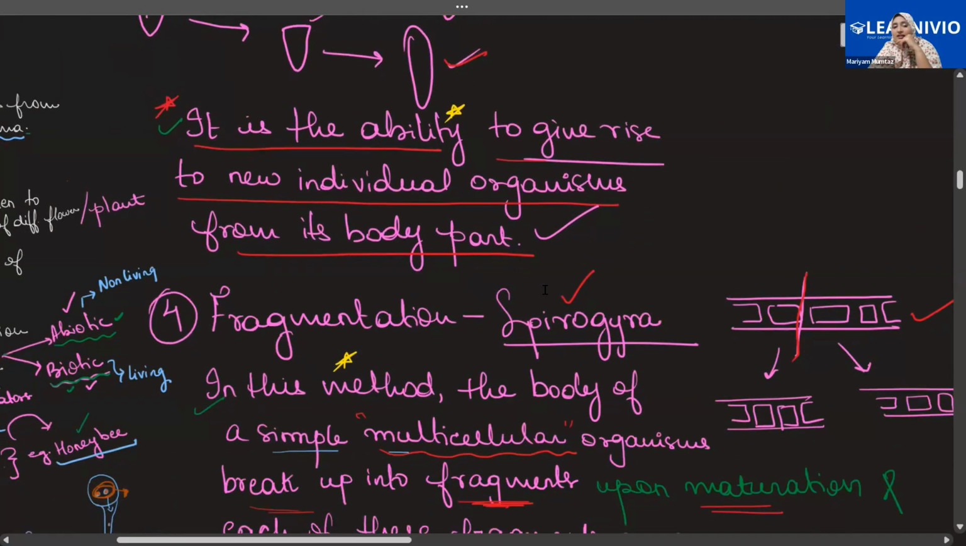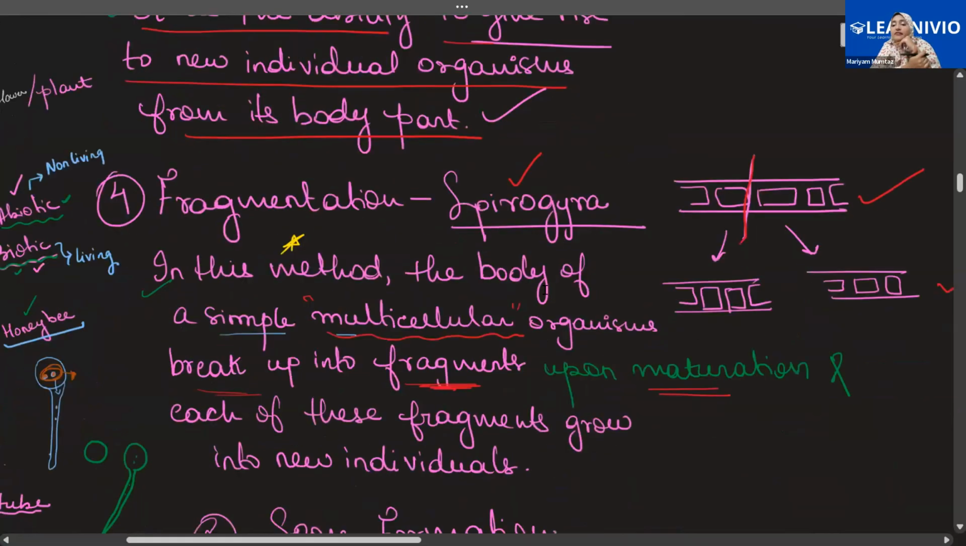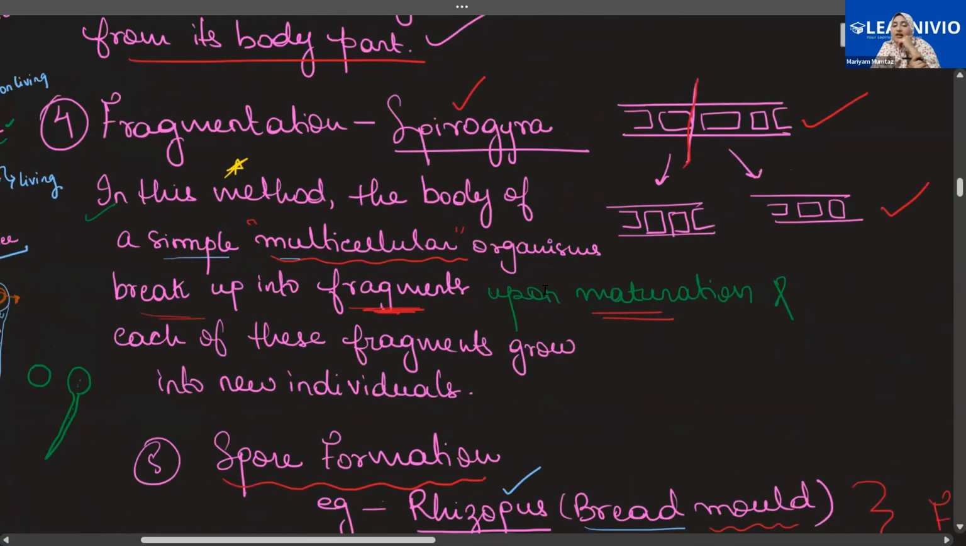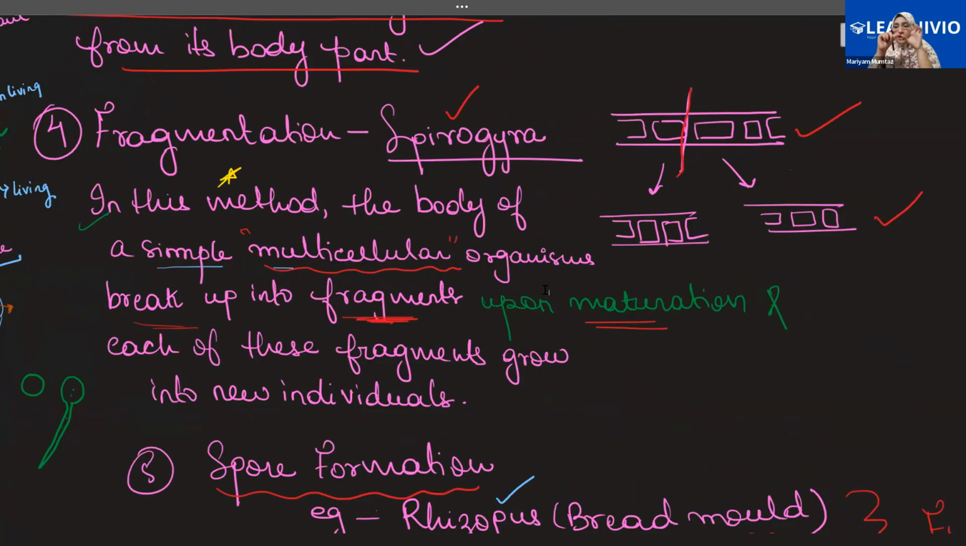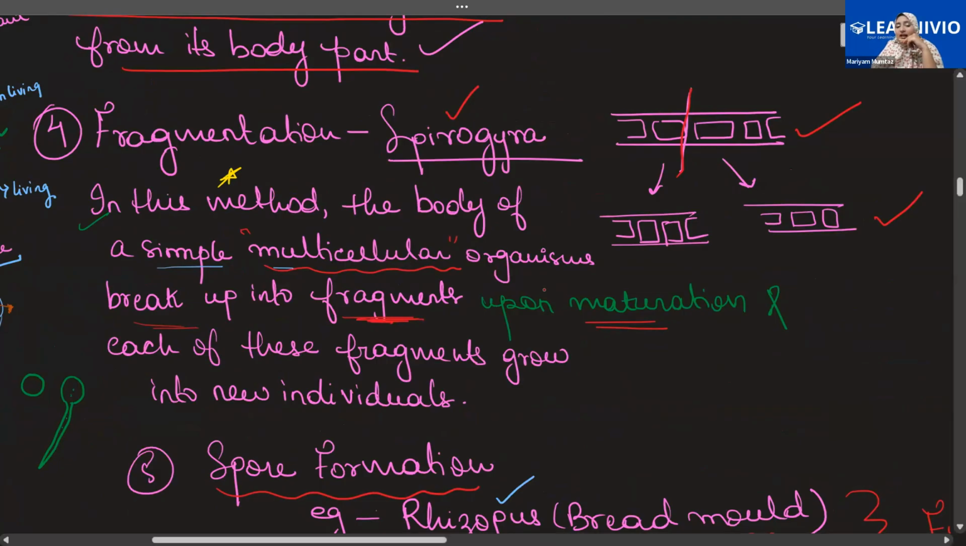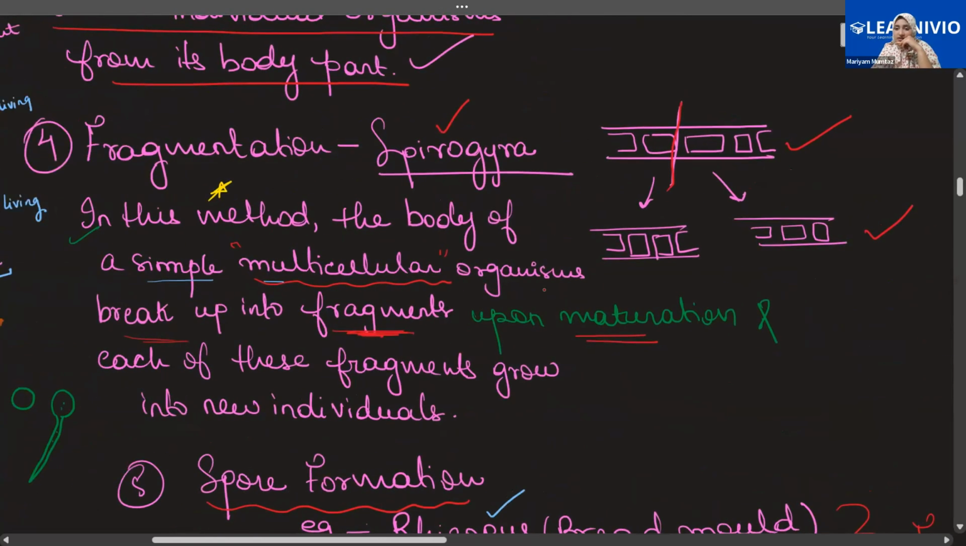Talking about spirogyra, in the case of spirogyra, fragmentation takes place. In this method, the body of the organism splits into 2 parts, and then each of those parts develops into a new organism. In this method, the body of a simple multicellular organism breaks up into fragments. And when does this happen? Upon maturation, they break into these fragments, and each of these fragments will develop further into separate new individuals.